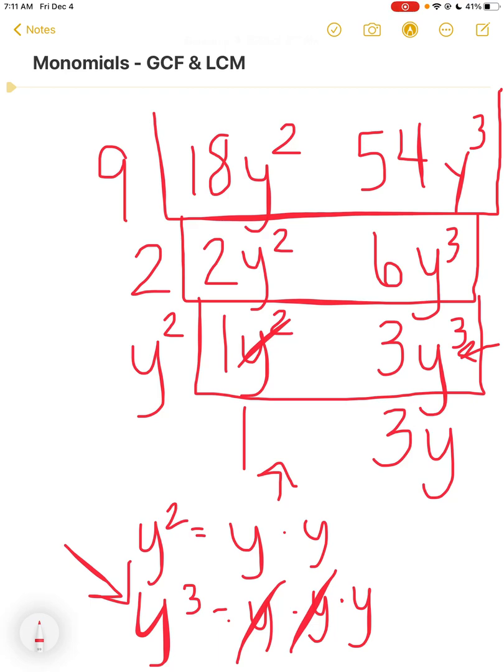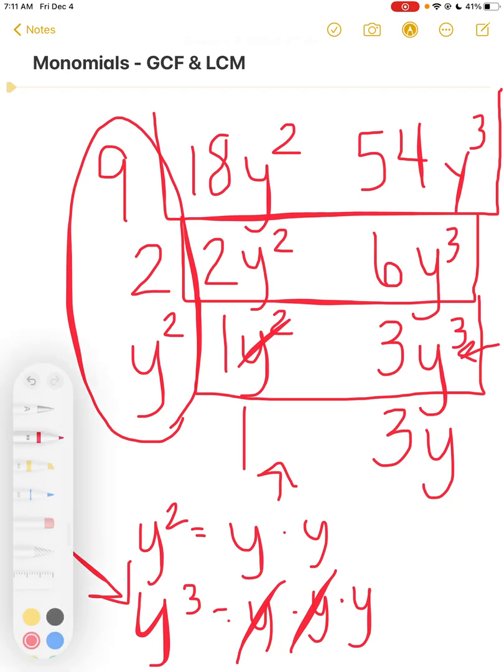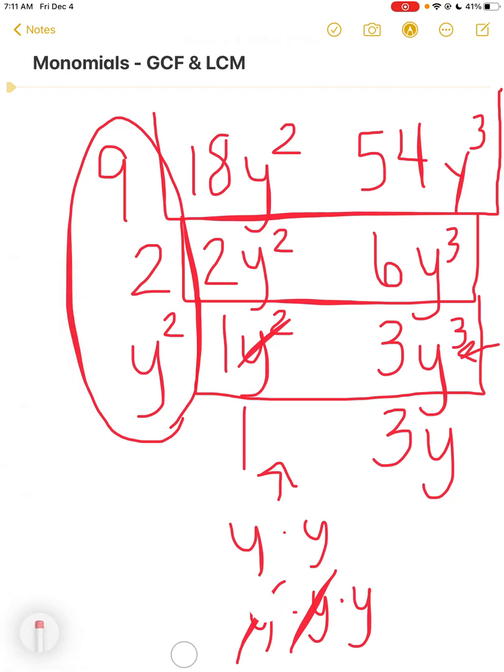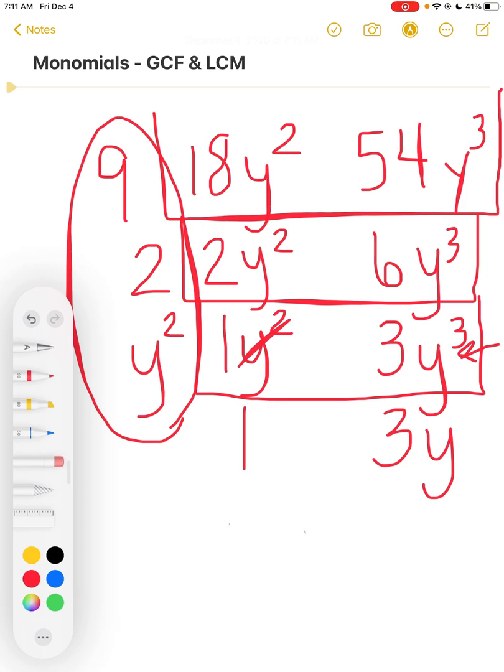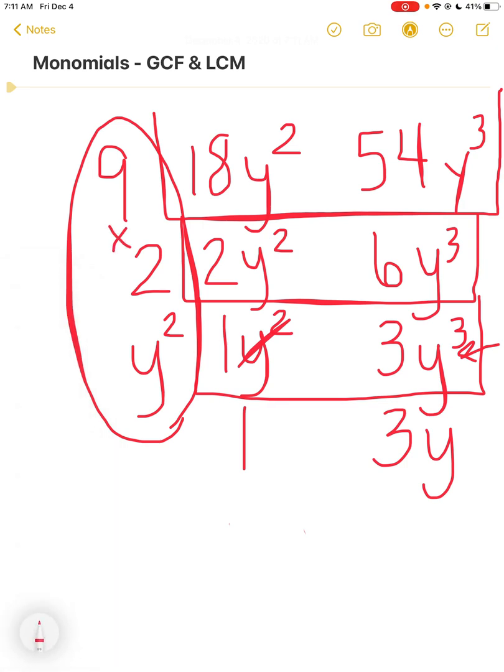Now I go over and I look at my side for my GCF. I multiply all of those pieces together. I'm getting myself some more workspace down here. When I multiply those pieces together, I focus on my whole numbers first. So I see 9 times 2. 9 times 2 gives me 18. So that's the number part of my GCF. And then I have y squared.